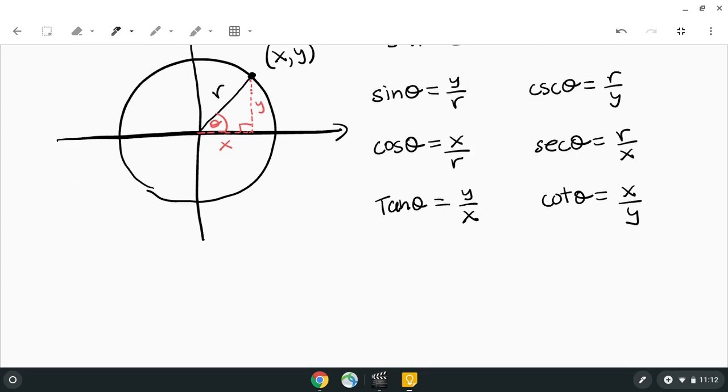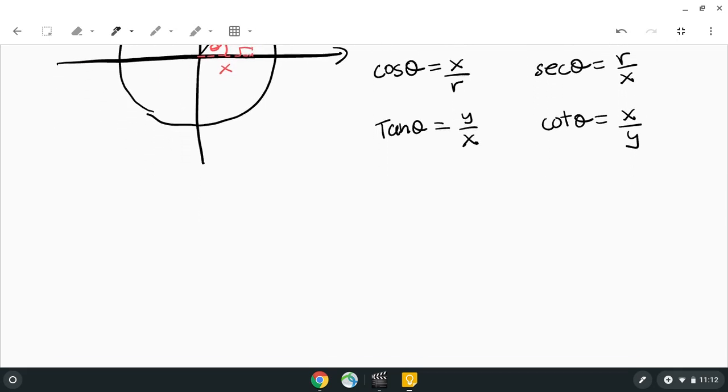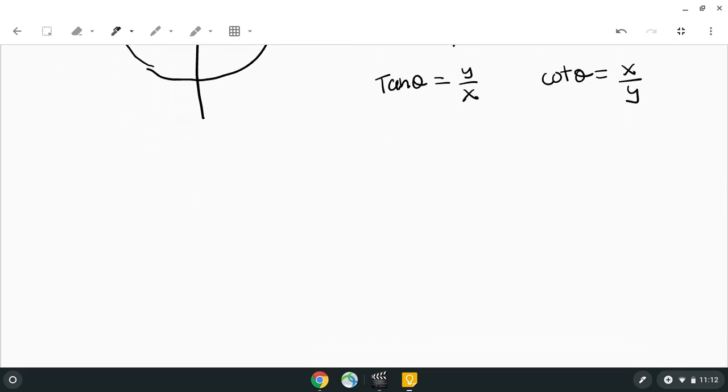So let's go ahead and do this example where we have to find the sine of t, the cosine of t, and the tangent of t. T here is going to represent that angle, okay?